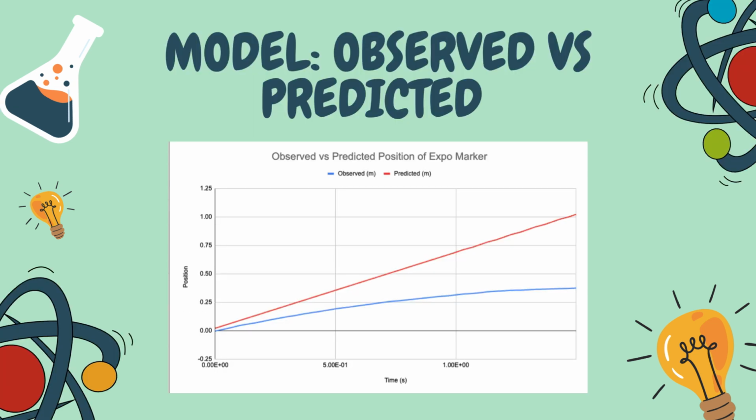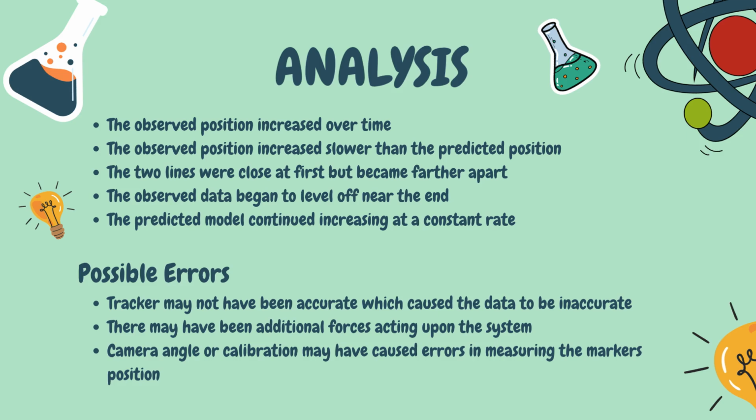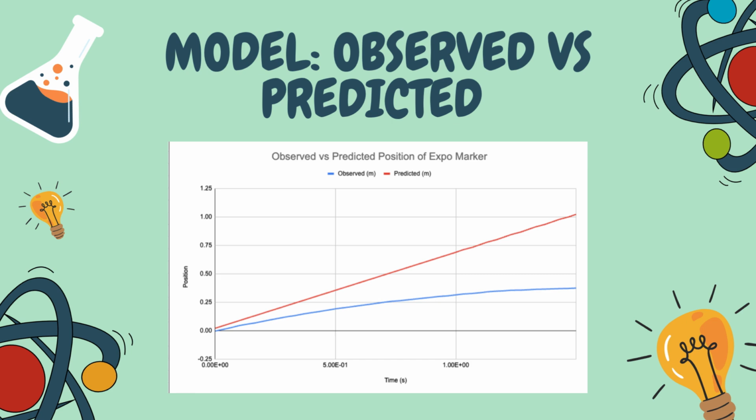Here is my model where I plotted my data for the observed versus predicted. And as you can see, the observed position increased over time. It also increased slower than the predicted position. And the two lines were close at first, but became further apart. And as you can see, the observed data leveled off towards the end, and the predicted model continued increasing at a constant rate.